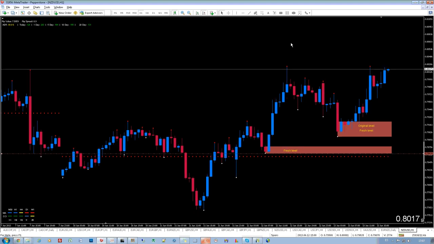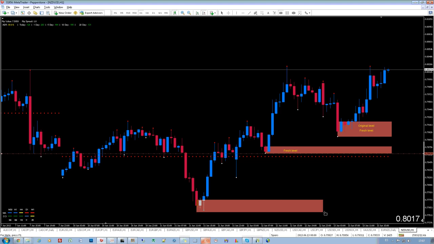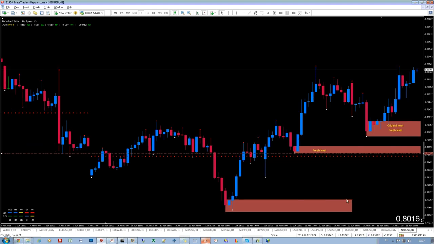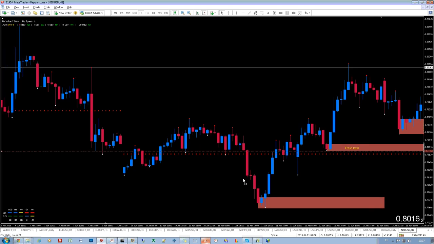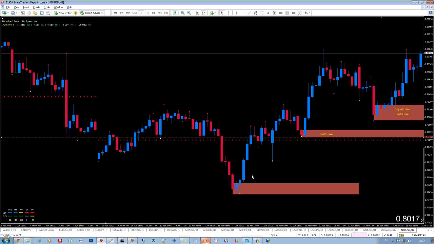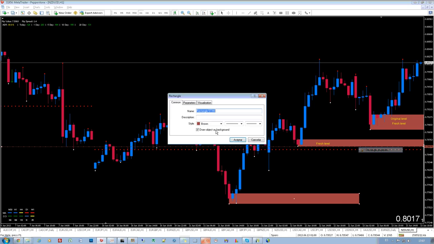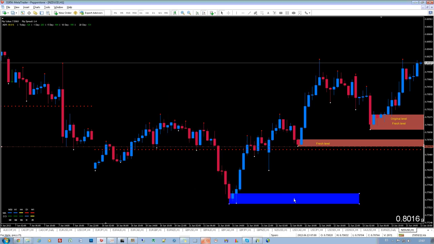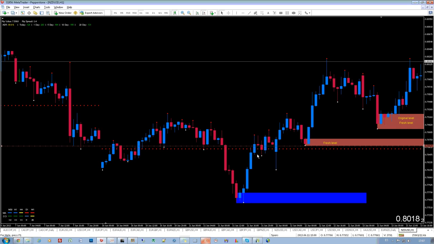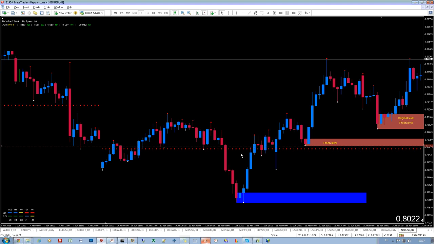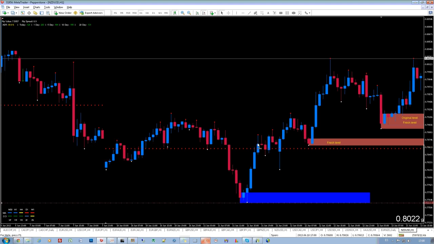So let's continue with this one down here. We have another level over here, more or less. Well, not well painted, but let's do that. Is this a fresh level? Has price pulled back into it yet? No. So this is a fresh level. Let's use blue for the moment. This is a fresh level, but is it original? Yes or no? We don't know yet. So we draw a horizontal line at the lowest low, and then we go back.